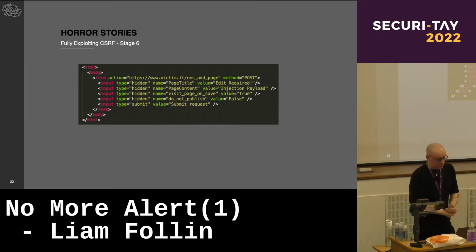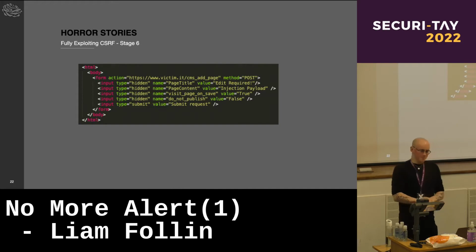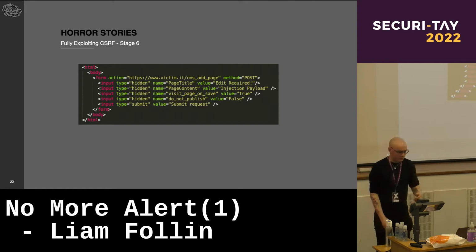And that is what happens if you click 5 times in Burp Suite. You get something that looks a little bit like this. It'll say the action, CMS add page, the method is post. It'll give everything there. The page content is where we stick our injection payload here.